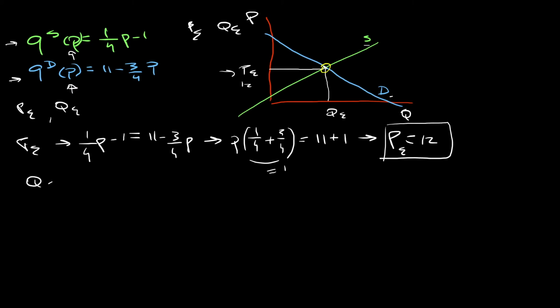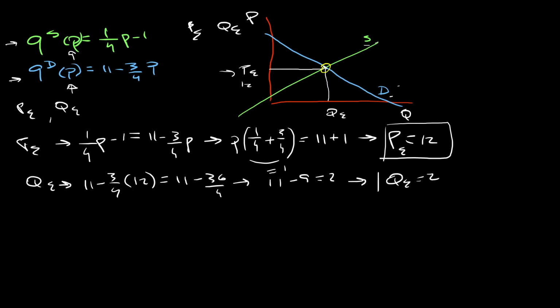To find the quantity in equilibrium, you can use either the supply curve or the demand curve. You'll get the same result. Let's start with the last one. So it's 11 minus 3/4, and we know that P is equal to 12. So this is 11 minus 36 divided by 4, which is 11 minus 9, equal to 2. So our quantity in equilibrium is equal to 2.